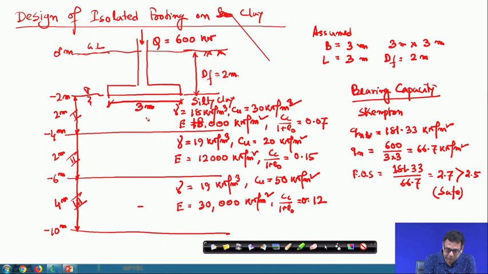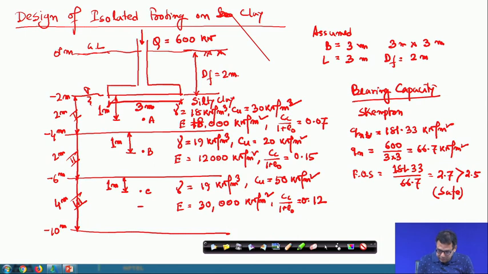For the consolidation settlement calculation, we are taking 3 points: A, B, C. A is 1 meter from the base of the footing, because it is half, in the middle of the layer. B is also 1 meter from this layer, and C is also 1 meter from here. These are all the dimensions.